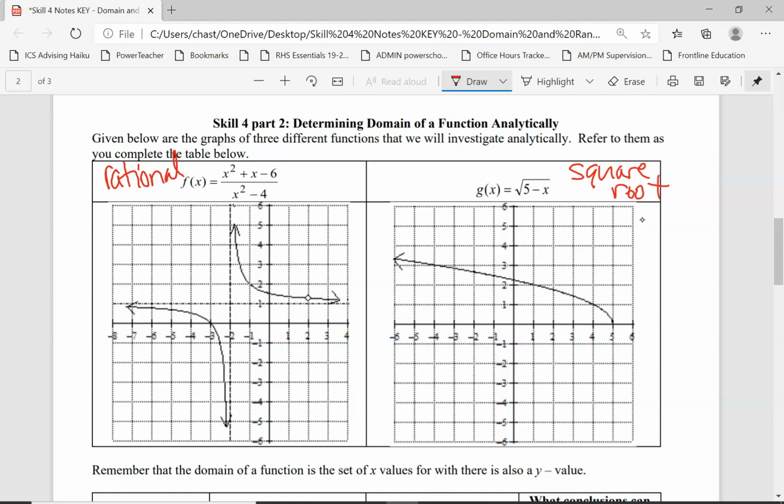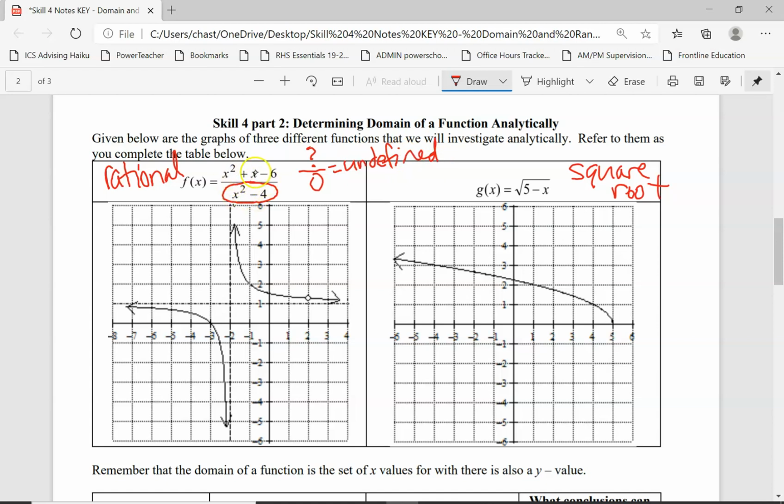We'll also talk later on about logarithmic functions and how logarithmic functions will also have characteristics we have to consider. But let's talk about the rational and the square root function. Rational functions, you may remember from Algebra 2, anytime that your denominator is equal to 0, we do not define a fraction. So any number divided by 0 is undefined.